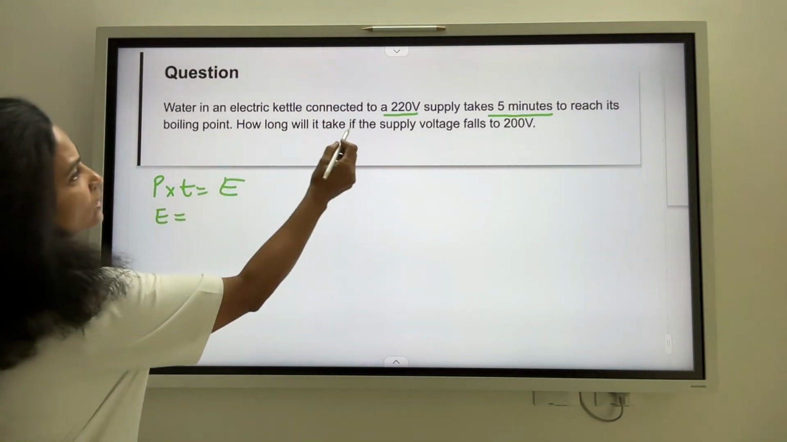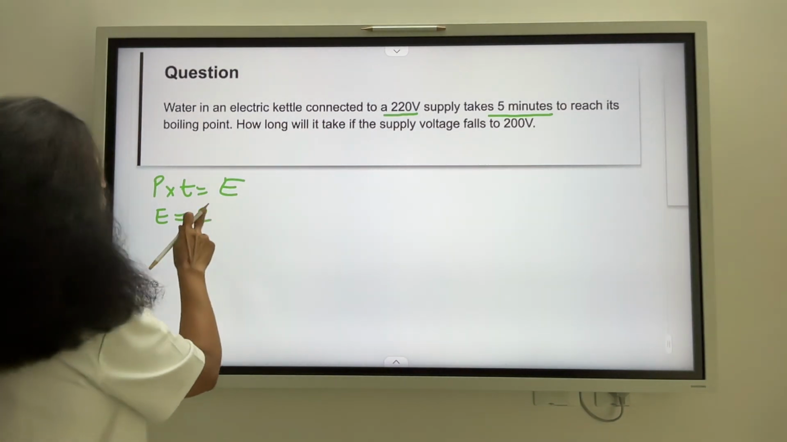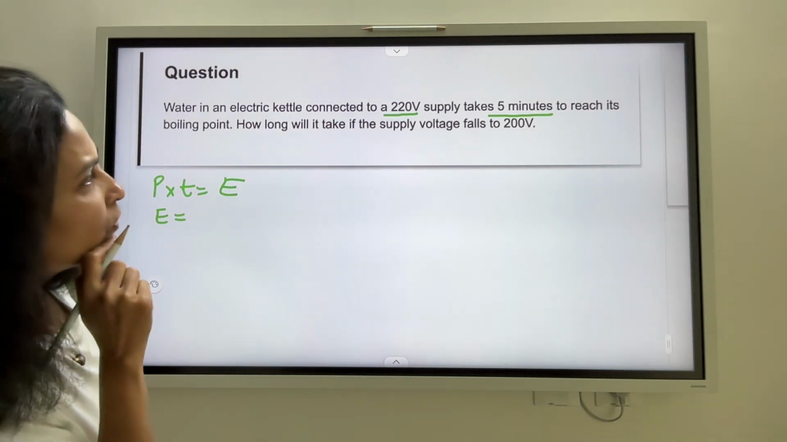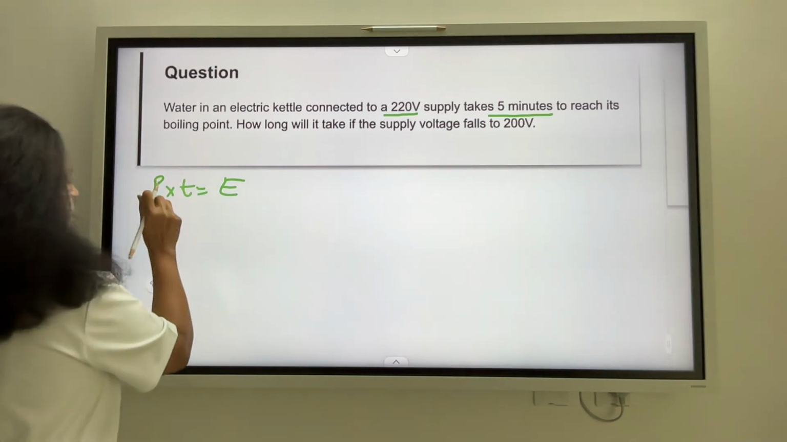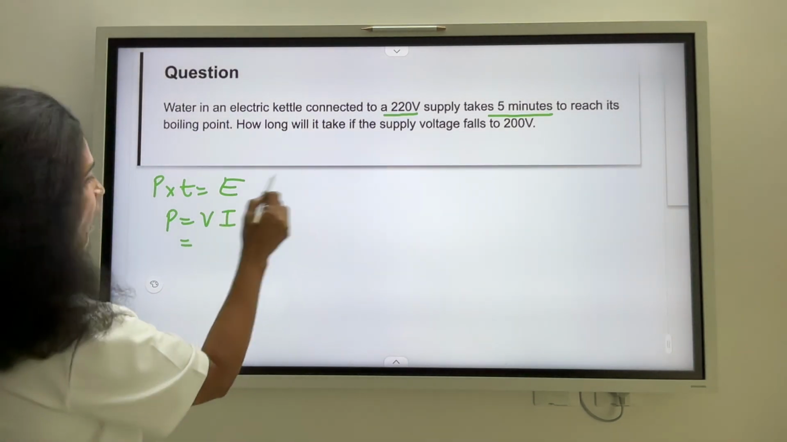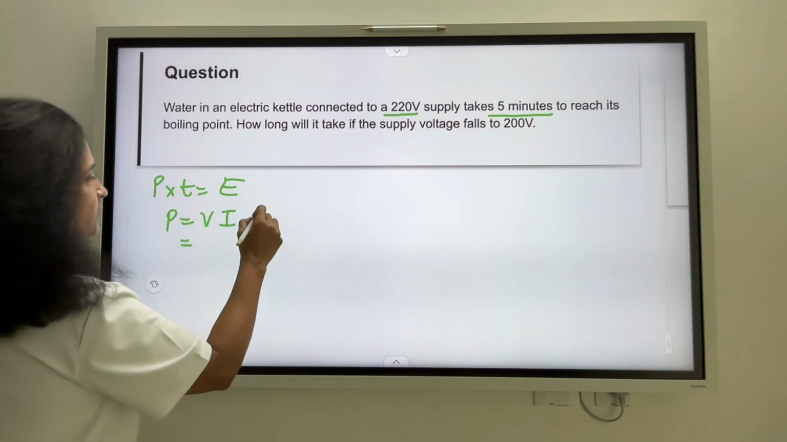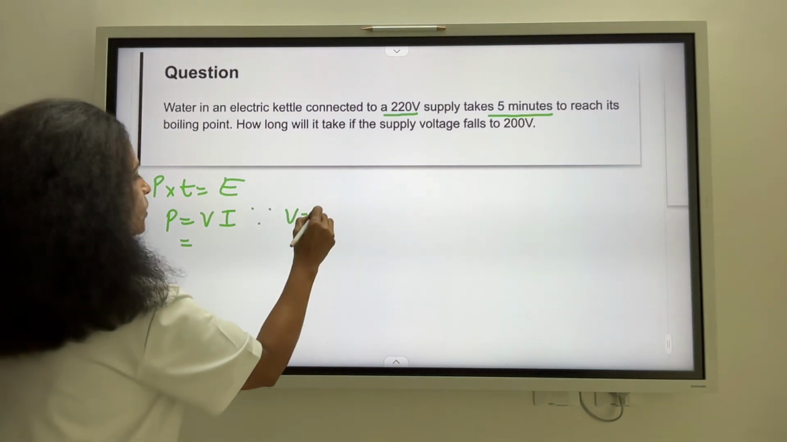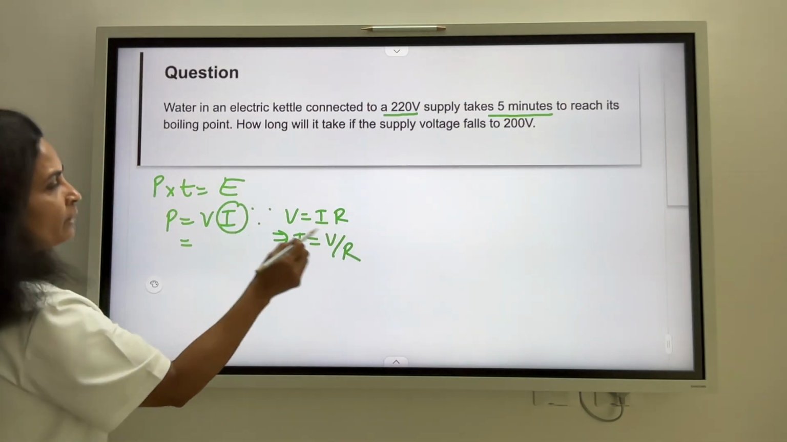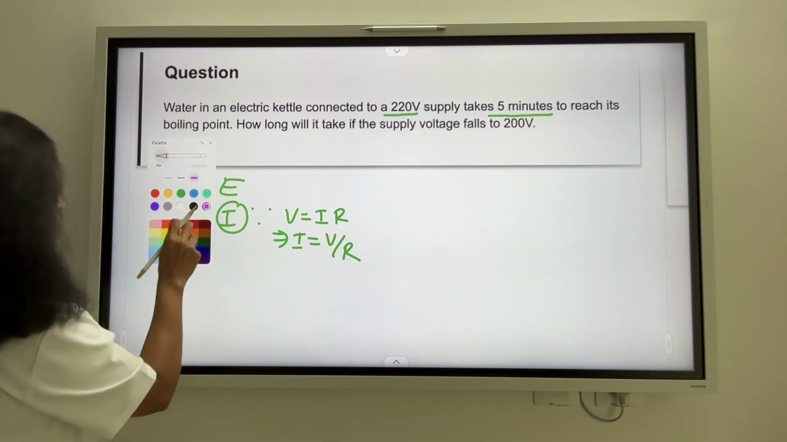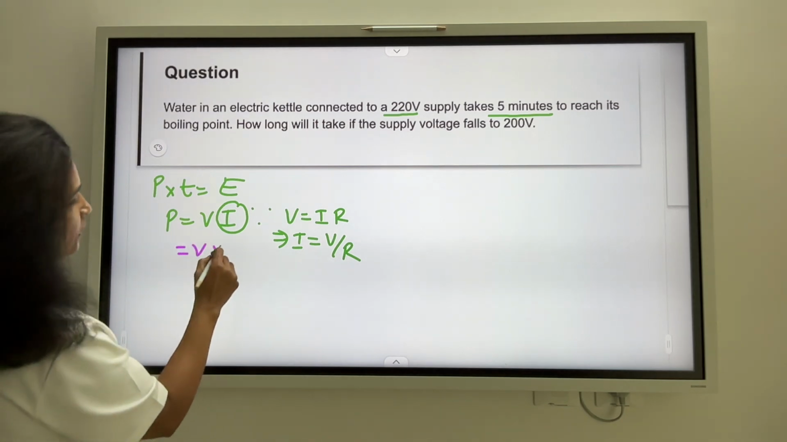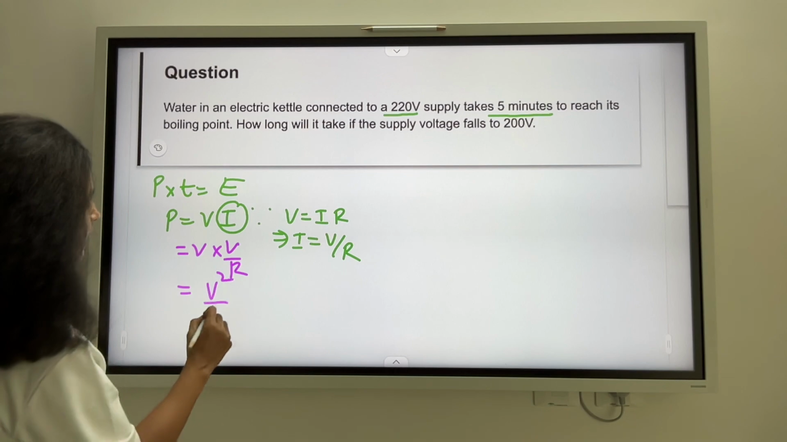So now energy is power into time. So power is how much in this particular case? We have power is V into I. But do I have I? Well, I do not have I. So let us check this out. Okay, so power being equal to V into I, I can replace my I, which I don't have. So I can write, since V is equal to IR, implying that I is equal to V by R. So I could very well replace this I by V by R. So let us do that. So I could write this as V into V by R. So V square by R is my power.